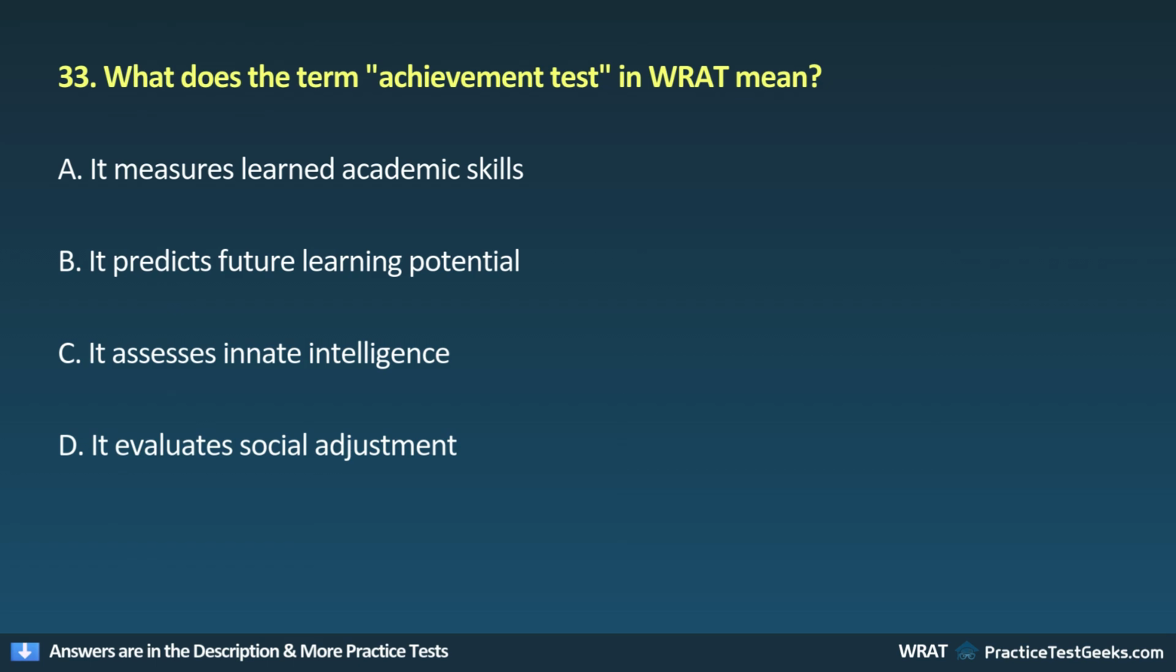33. What does the term achievement test in WRAT mean? A. It measures learned academic skills. B. It predicts future learning potential. C. It assesses innate intelligence. D. It evaluates social adjustment.